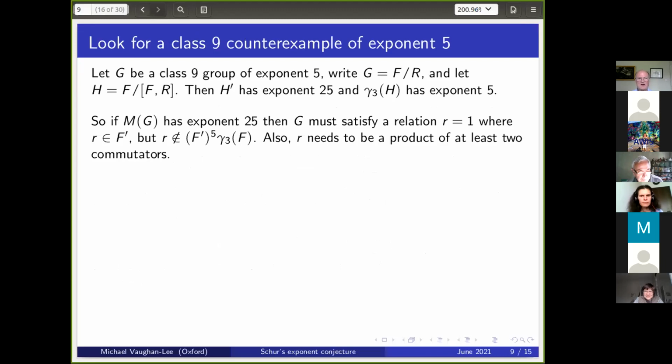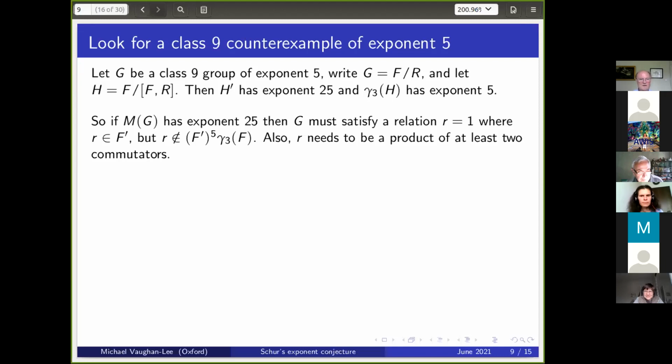I started looking for a class 9 counterexample of exponent 5. The work I'd done on the Schur multiplier of R25 meant we need to have class at least 9. So let's go for 9 and see what we can find. Suppose we have a class 9 group of exponent 5, write it as a quotient F over R, where F is free. And then we form this central extension H equals F over [F, R]. And then from the work on R25, I know that the derived group of H has exponent 25, and that the third term of the lower central series of H has exponent 5.